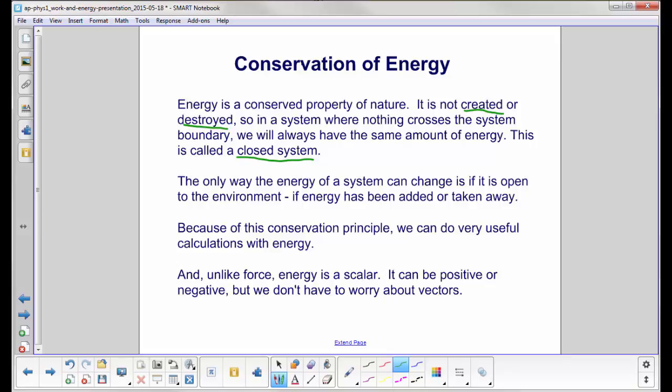We can do very useful calculations based on this. And the great part about energy is, unlike force and using Newton's laws, energy is a scalar. It can be positive or negative. It's still a scalar. We don't have to worry about vectors.